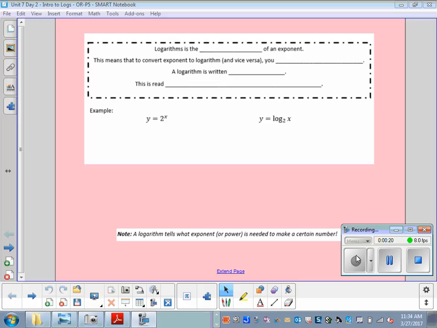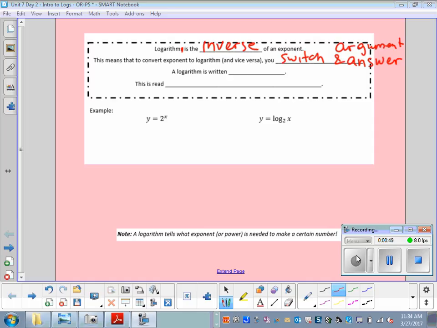As we already learned, the logarithm is the inverse of the exponent. This means that to convert an exponent to a logarithm and vice versa, you switch argument and answer. Right? That's how we go between the function and its inverse. We switch argument and the answer.